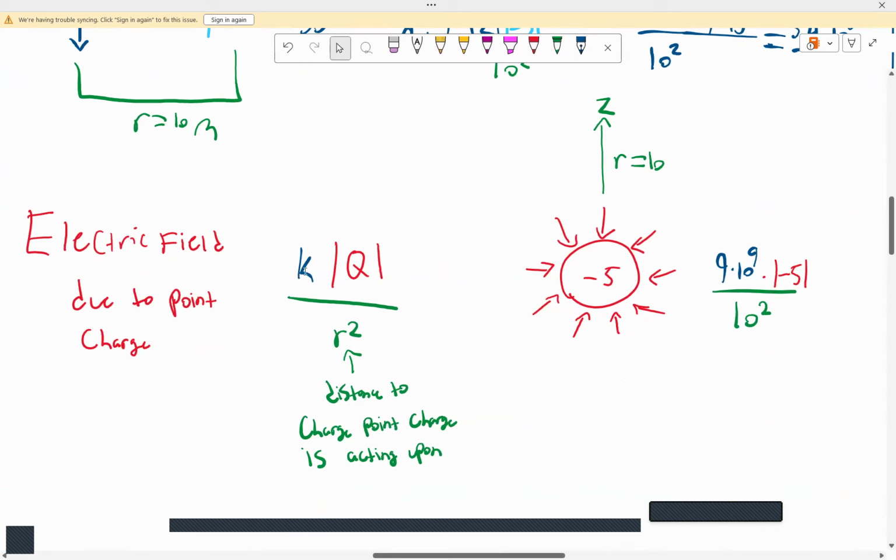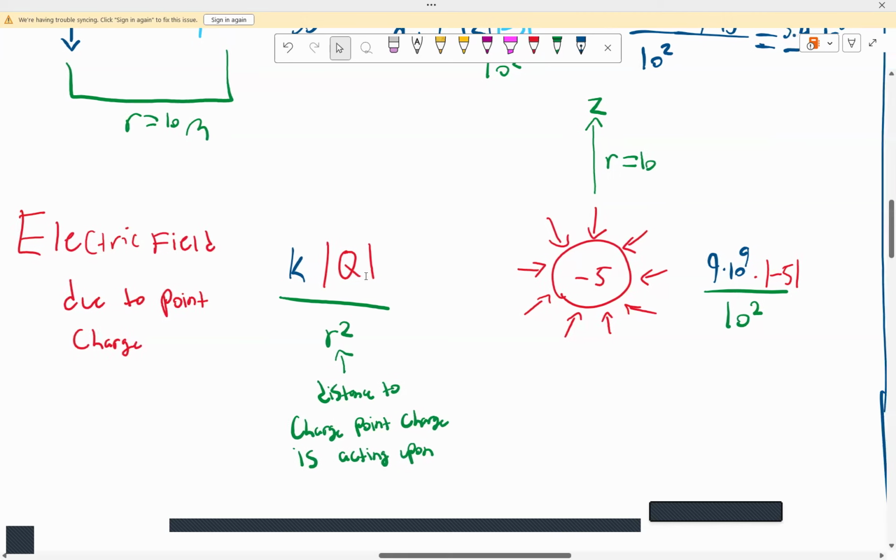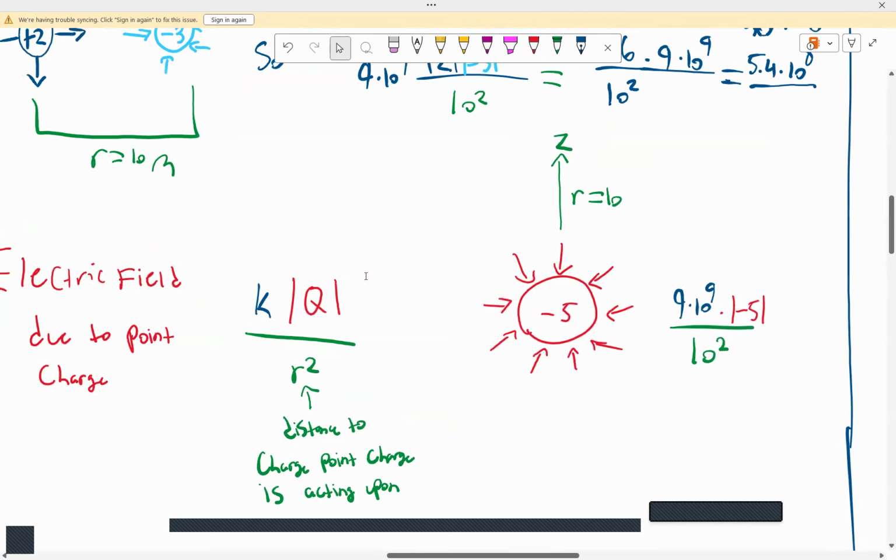And then there's also electric field due to a point charge. Still using that same K constant, it's K times the absolute value of Q, where uppercase Q is also the abbreviation for a source charge, over R squared, which is the distance from the point charge that is acting upon another charge.